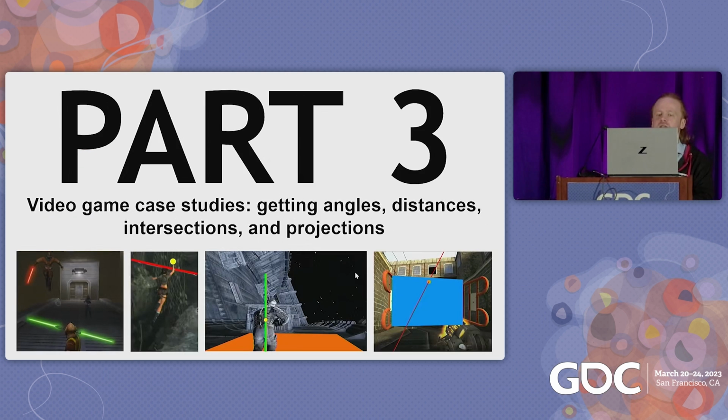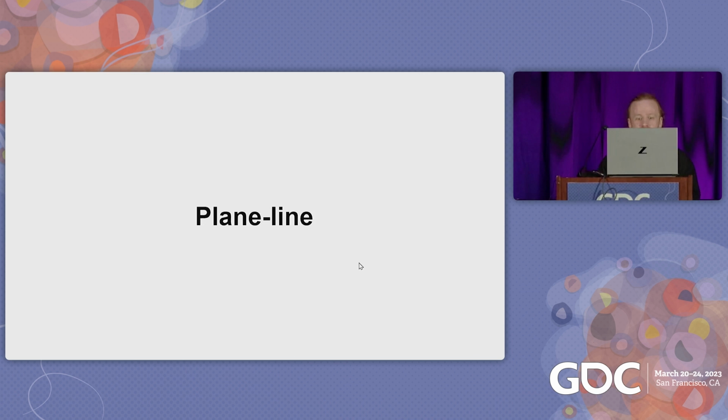All right. So part 3. Finally, we're getting to some video games, right? We're looking at case studies. We're going to get angles, distances, intersections, and projections. This part's going to be very fast because we've got so much machinery built up.